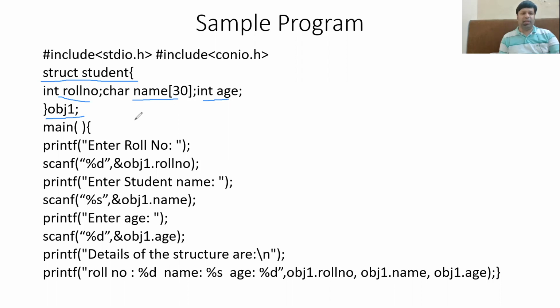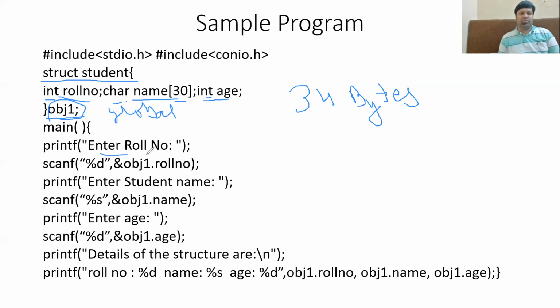The total memory that will be allocated to object 1 is 2 plus 2 plus 30 of character type, and 2. That means 34 bytes of memory will be allocated to the object obj1. Now, because this object obj1 has been prototyped or declared outside the main function, this is called a global variable. So object 1 is a global variable. So let's check the main function.